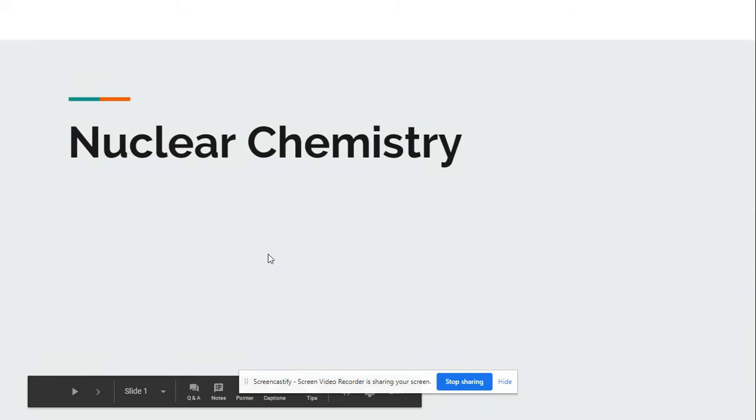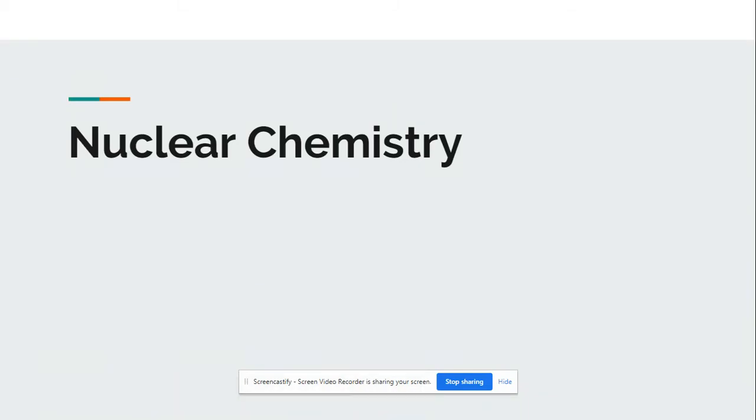All right, guys, so we're going to start talking about nuclear chemistry, which is the reactions that occur inside the nucleus of an unstable atom. In this unit, we're looking to, number one, define what are the types of nuclear radiation. Number two, be able to balance a nuclear equation. And number three, differentiate between fission and fusion reactions.